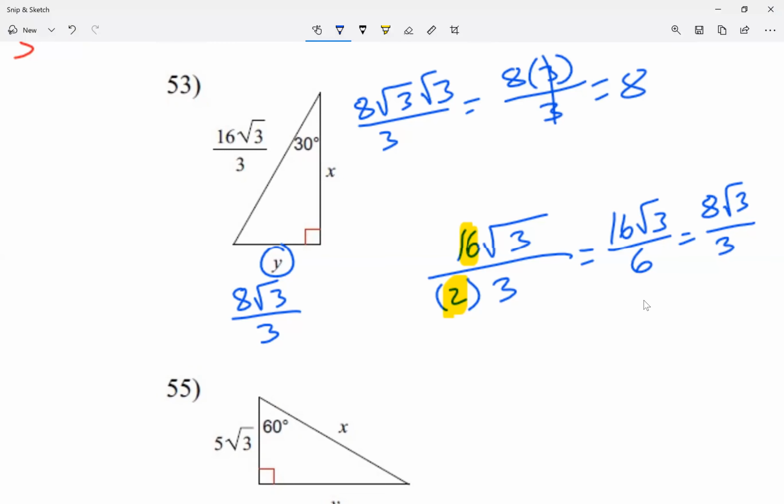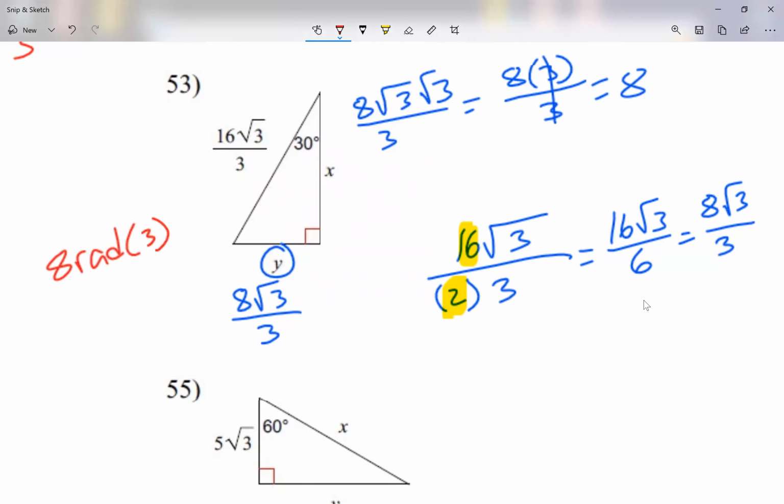Let me come to 53 for the small side. All right, how do you type that in? 8 radical 3 over 3. That's how you will type that.